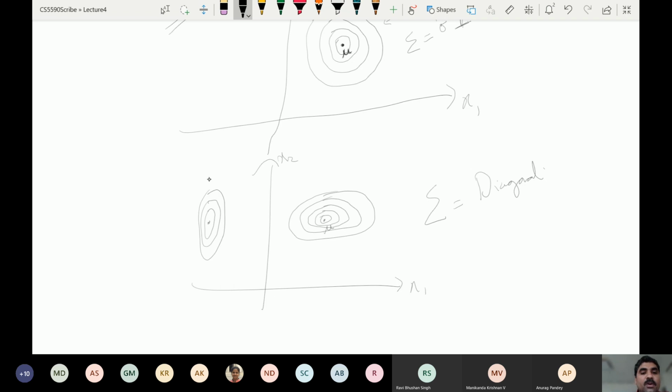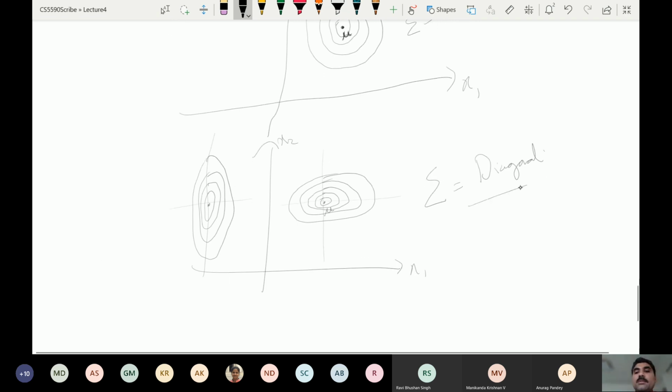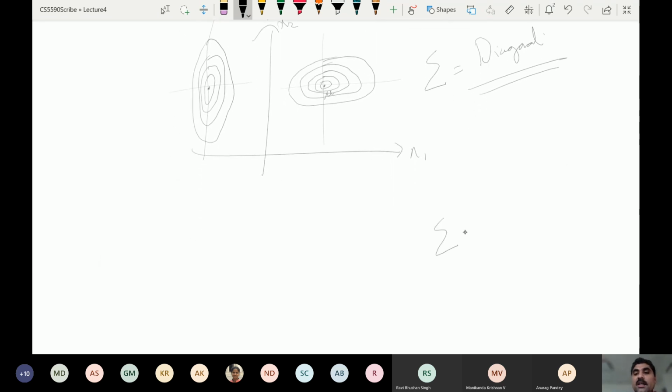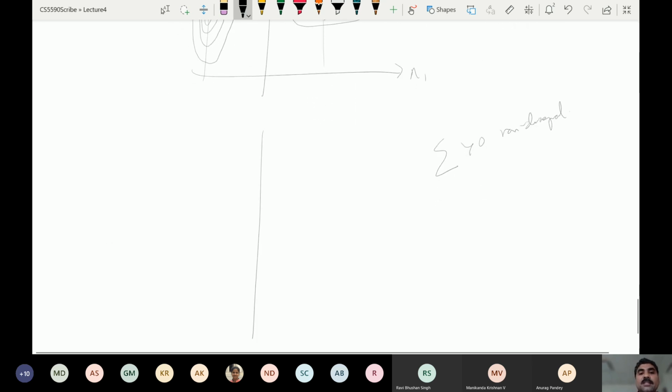Okay. Whatever it is, the principal axis of these ellipses will be axis parallel. Right? They're parallel to the axis. That's what happens when this is diagonal. And when this is a general non-diagonal positive semi-definite matrix, then the cross section will be ellipses which need not be axis parallel. For example, you may get such a situation.